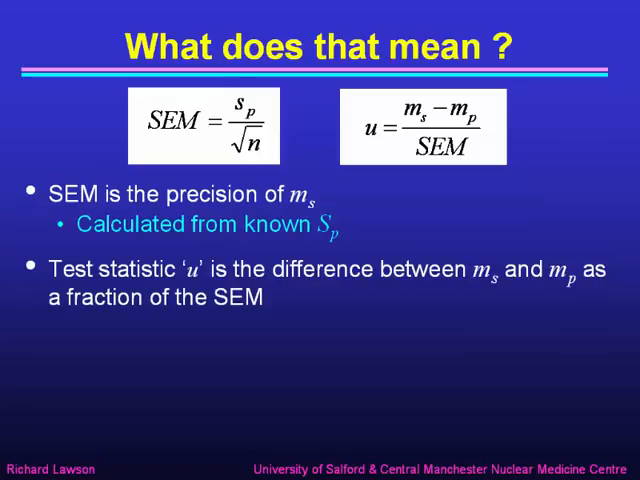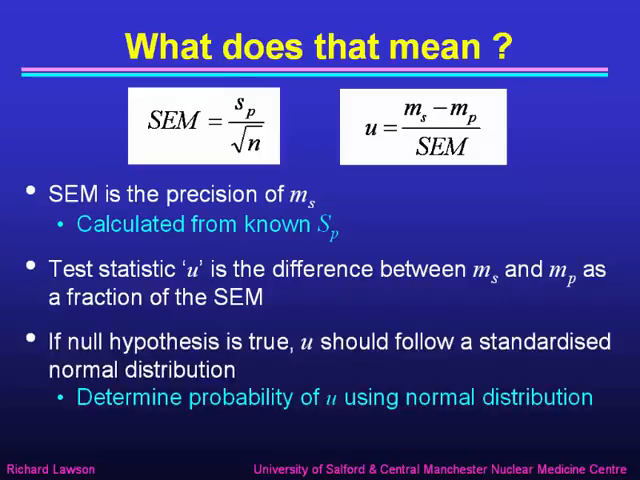The test statistic U is the difference between the sample mean and the population mean as a fraction of this standard error of the mean. And that makes sense because it tells us how far away the population and the sample mean are from each other compared with our estimate of the precision with which we can measure the sample mean. So if the null hypothesis is true, then this test statistic U should follow a standardized normal distribution. So we can determine the probability of any value of U using the normal distribution.